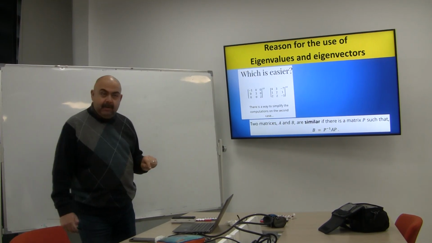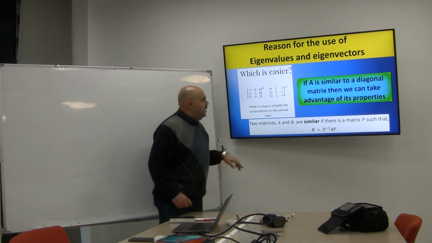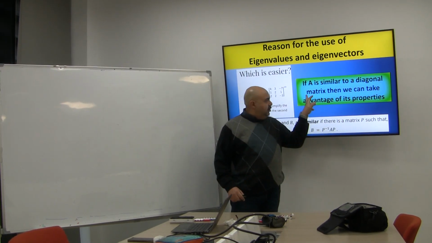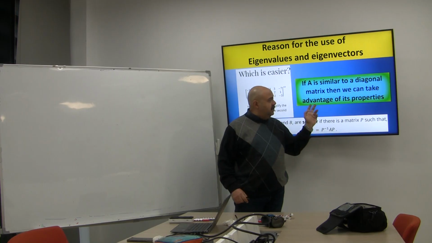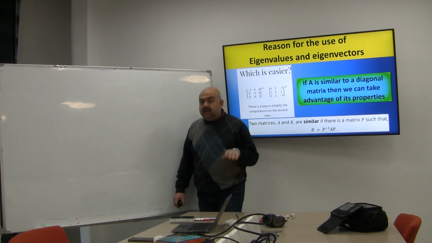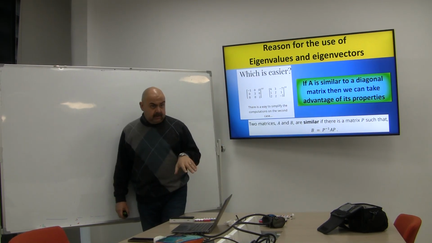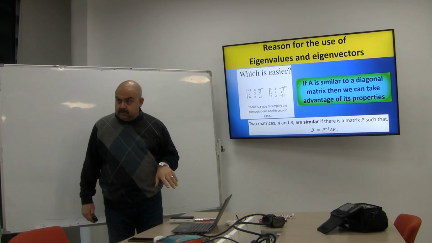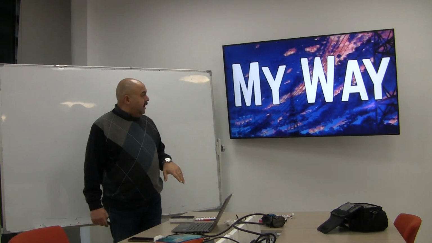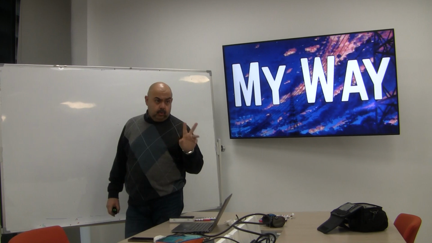Okay? Of course, if A is similar to a diagonal matrix, then we can take advantage of its properties. That is the goal of what I am going to do now, which is diagonalization. Then I will talk in this lecture in two parts.